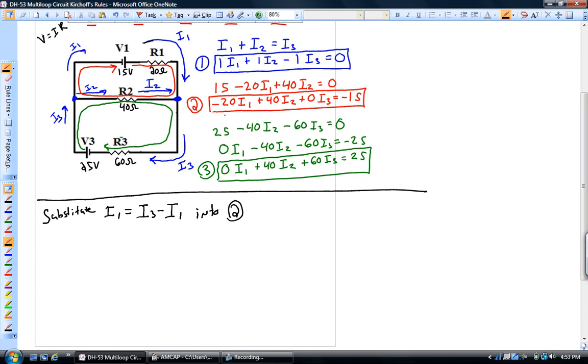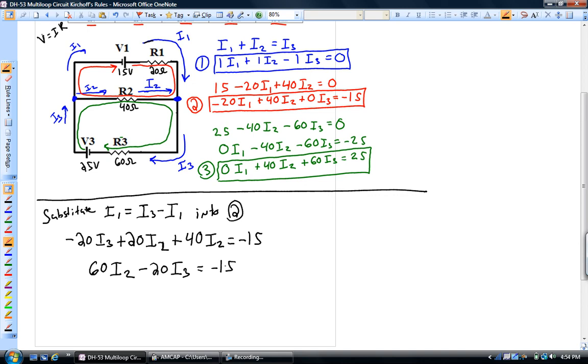So if you can follow along here, in 2, see how it's minus 20 times I1? If I rewrite this, that is going to be minus 20 times I3, and minus 20 times minus I2 is going to be plus 20 I2. So we've now replaced I1, and I can write the rest of this. Plus 40 I2 is going to equal negative 15. Then I'm going to simplify this, combine these, whoops, that should be plus 20 I2. I'm going to combine these I2 terms, and you get 60 I2 minus 20 I3, and that's still going to equal negative 15.